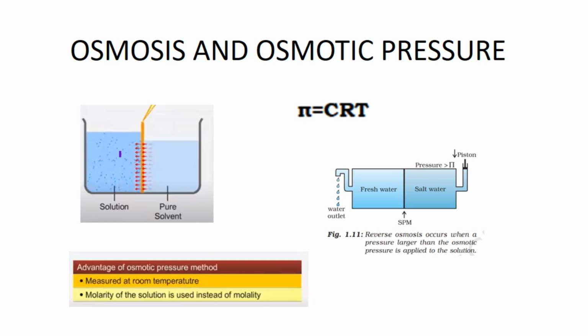Osmosis and osmotic pressure is the 4th colligative property. Osmosis is the movement of the solvent particles from higher concentration to lower concentration. Osmotic pressure, denoted by pi, is equal to CRT. If a pressure greater than osmotic pressure is applied, reverse osmosis will take place, and it is used for desalination of seawater. Osmotic pressure is a useful property to measure molecular mass as it works at room temperature.